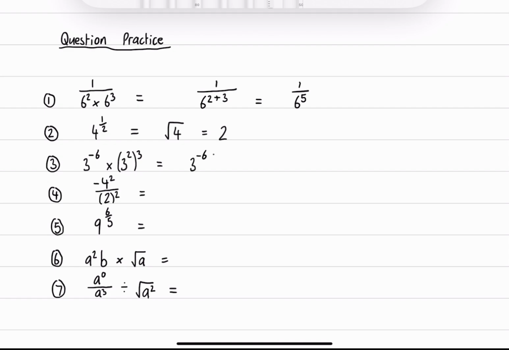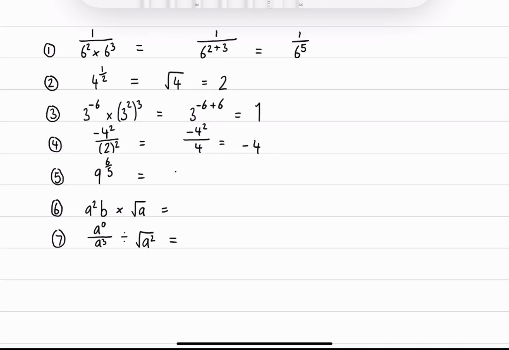The third one, first expand the brackets by multiplying the indices, which equals 3 to the power of 6. Then add the indices, minus 6 plus 6 equals 0. Anything to the power of 0 equals 1. Number 4, make sure they have the same base. 2 squared equals 4. Now you can subtract the powers, which equals minus 4 to the power of 1, or minus 4.